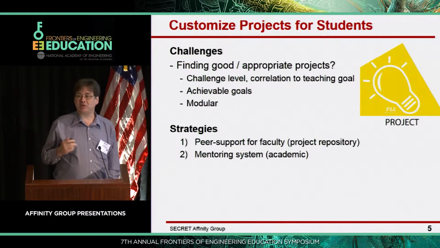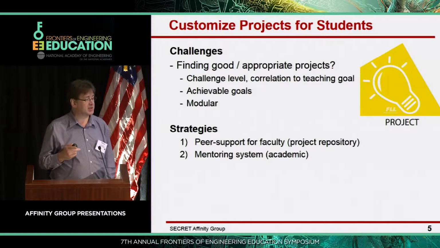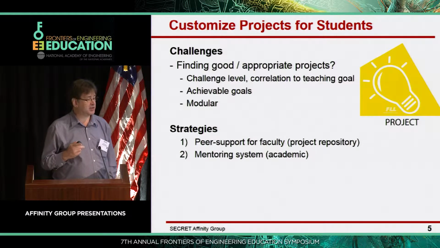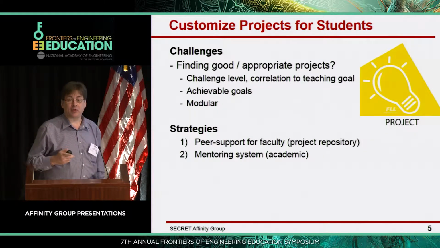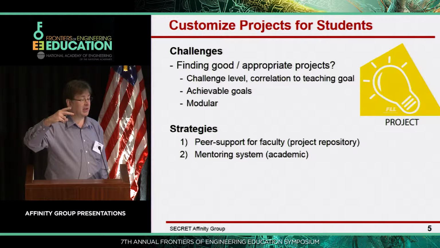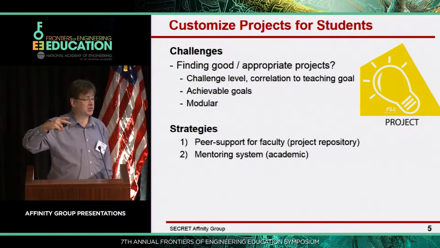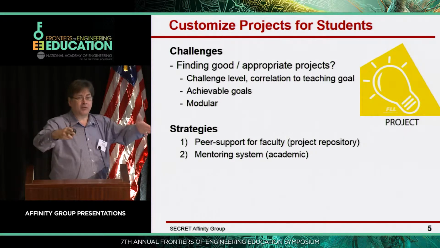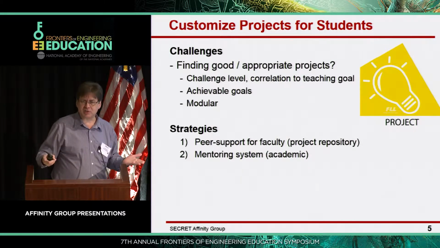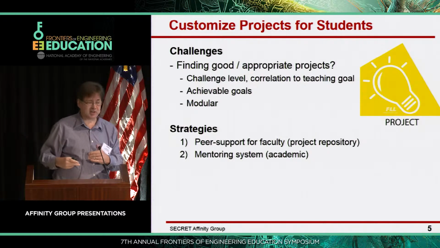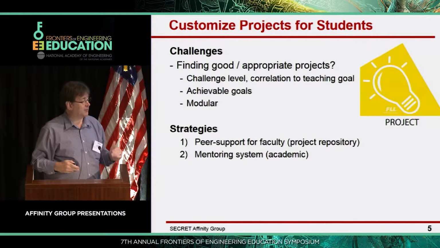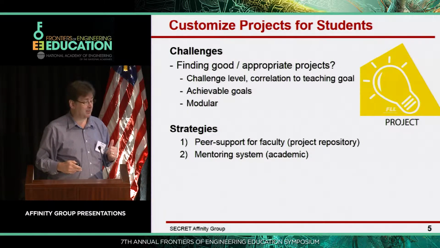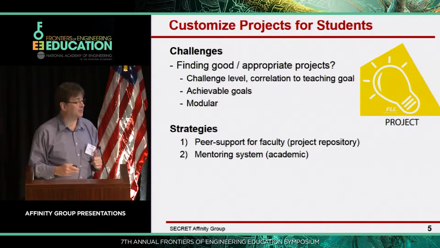We want to have the projects customized for the students. What this means is finding projects that are appropriate for the students, first of all for the level, for where the students are conceptually, and making sure that the goals for the projects are achievable and modular. And if we know students are in tracks, we can focus the projects on tracks. If we have research students, they can go into research projects, for example. So some of our strategies would again be this peer support and having an academic mentoring system.